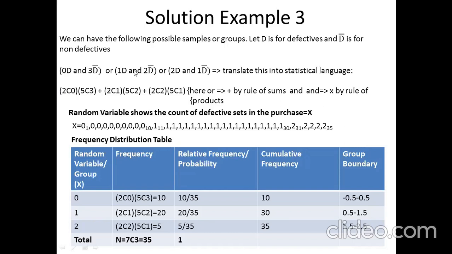Likewise, the OR is translated to plus, and then the second group or the second sample is translated to 2C1 multiplied by 5C2. 1 D means 1 defective, right? So 1 defective from 2 defectives can be obtained in 2C1 ways, and that is translated to multiply, and 2 non-defectives from 5 non-defectives could be obtained in 5C2 ways. Or is again translated to plus, then 2 defectives and 1 non-defective means that 2 defectives from 2 defectives would be obtained in 2C2 ways, and 1 non-defective from 5 non-defectives would be obtained in 5C1 ways, right?